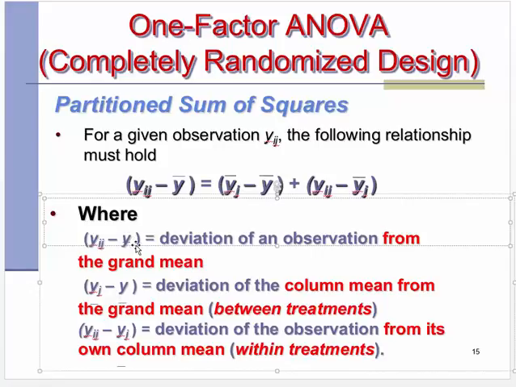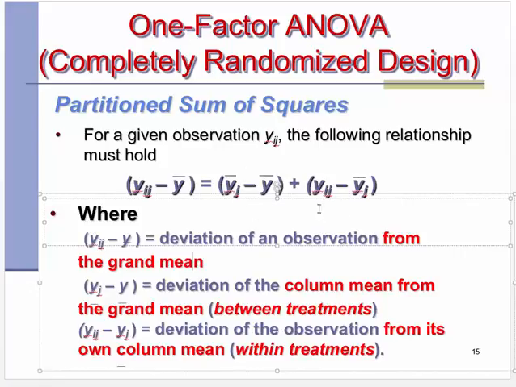So this is a deviation of an observation from the grand mean. This item here, yj bar minus y bar, is the deviation of the column mean from the grand mean. This shows the effects of different treatment groups, because each column represents a different treatment. So this part is called between treatments.